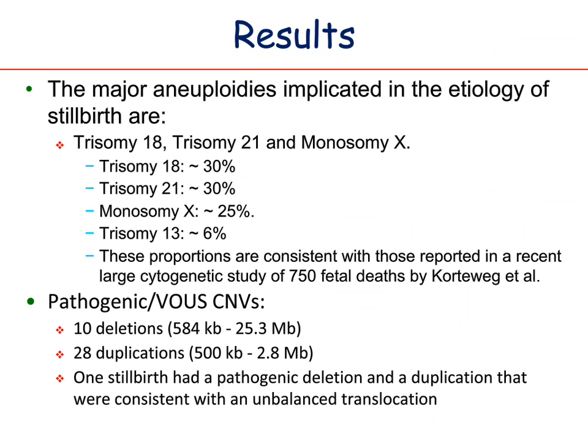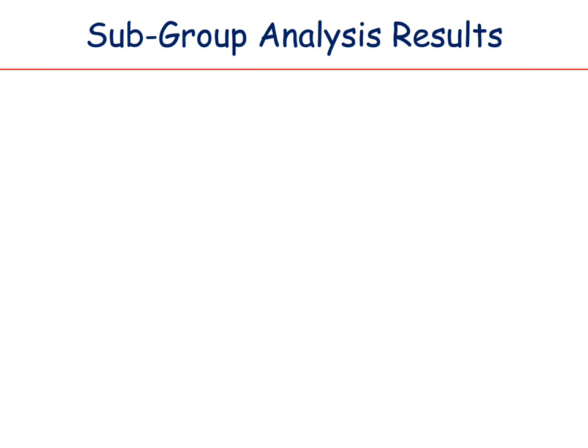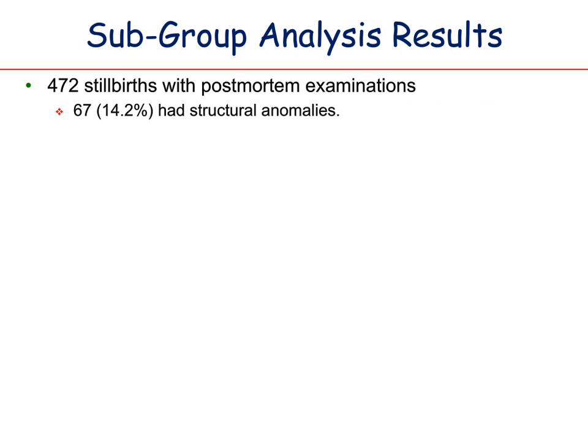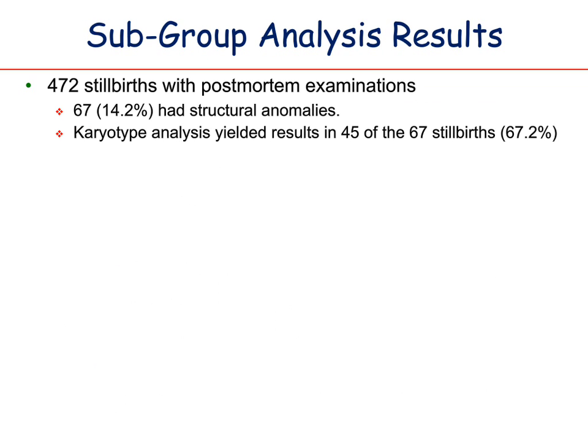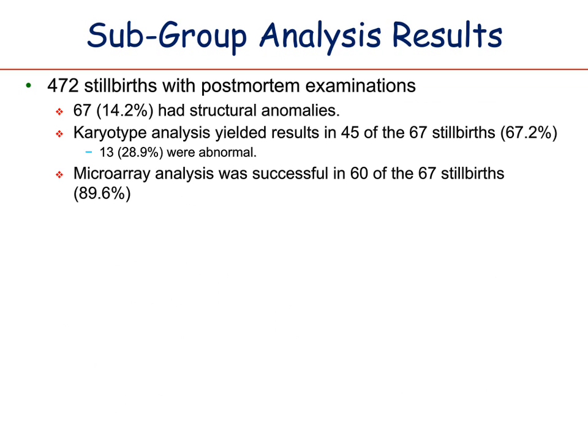We did a subgroup analysis specifically of those that had structural abnormalities. So 67 of the stillbirths had structural abnormalities. Karyotype analysis in those cases yielded results in only 45 out of the 67, so that's 67%, with 28.9% being abnormal. When we look at the microarray analysis on the same cohort, we were successful in getting a result in 60 out of 67 stillbirths, so that's almost 90%.